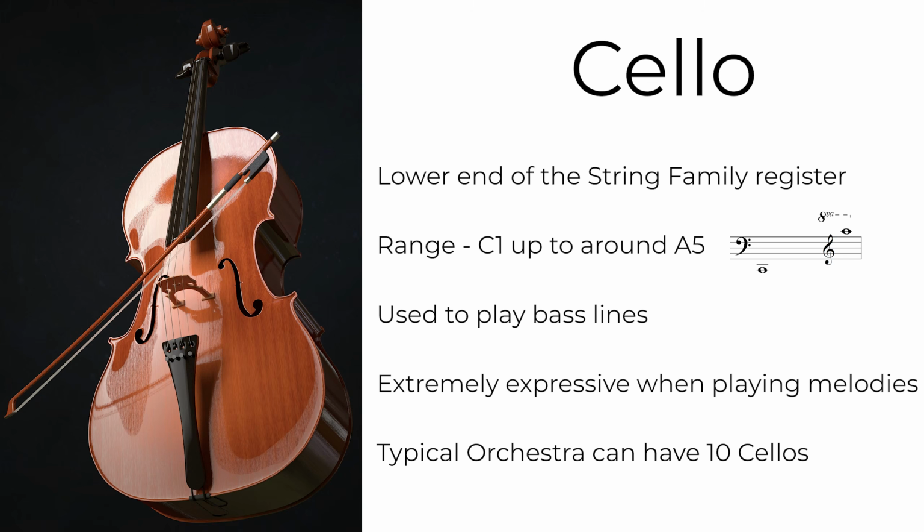Next we have the cellos, which operate around the lower end of the strings register. A cello can go as low as C1, which is 2 octaves below middle C, right up to the A5 region. They are often used to play bass lines, but can also sound extremely expressive when used to play melodies, particularly in the upper register of the instrument. Again, a typical orchestra would have around 10 cellos.